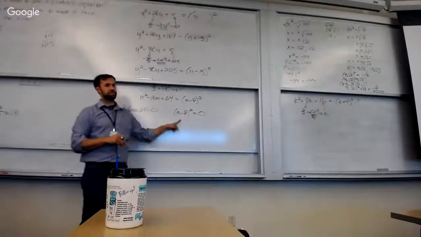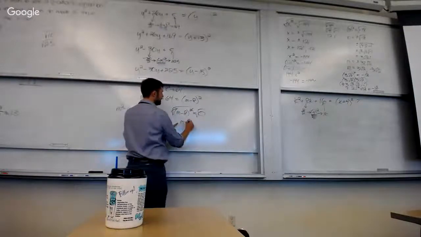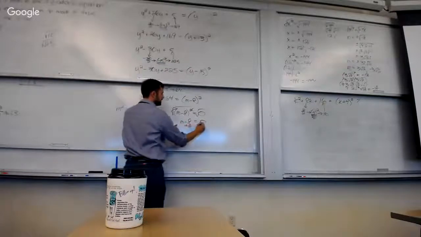This one, right? Because what do you do? You just square root both sides. That takes care of the square. And then you just add the 8 over.